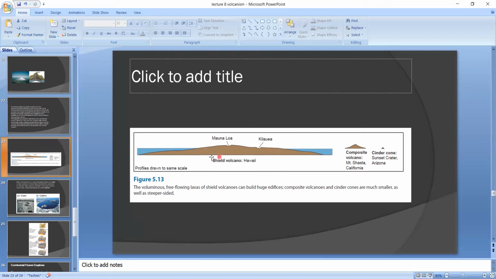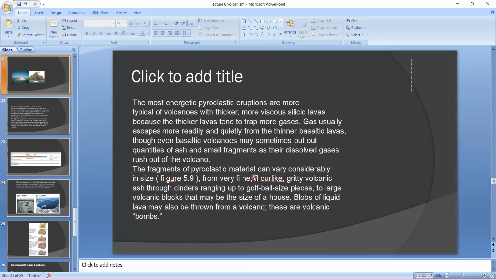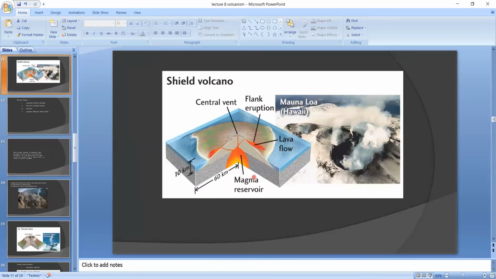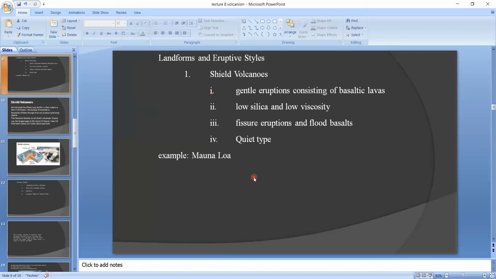And these are the largest form of volcanoes. And you can compare them with another type of volcanoes, which we are going to discuss now. So what happens in these volcanoes? These volcanoes have gentle eruptions, and the lava is of basaltic type. So, because of this gentle eruption, the lavas erupt and cool and erupt and cool. That's why it forms shield-like structures.